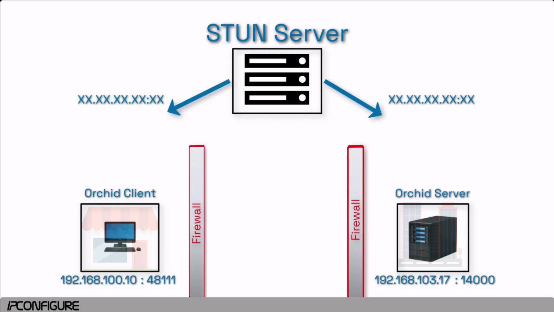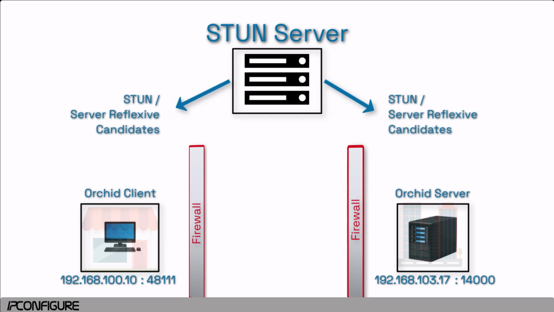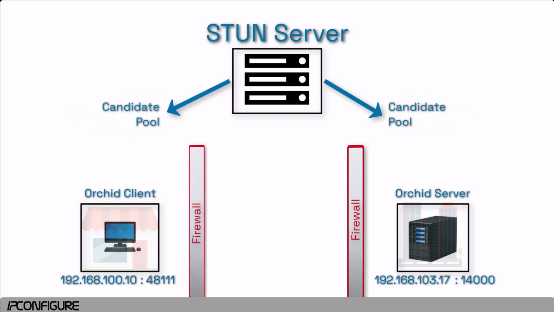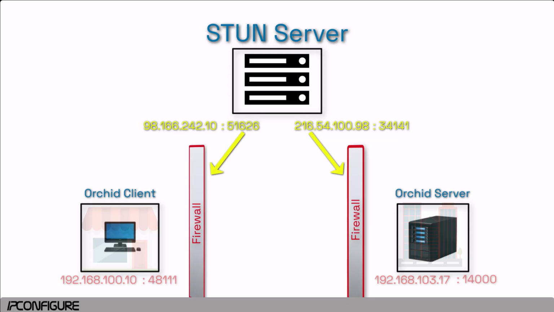The STUN server will generate new candidates for the public IPs of the client and the server. These are STUN or server reflexive candidates. The STUN server will then add these candidates to a pool of potential candidates, which include the private IP addresses of the client and server. The system will first try to use the local candidates to connect, but when those fail, we'll try each of the STUN candidates. One of those candidate pairs should eventually succeed.